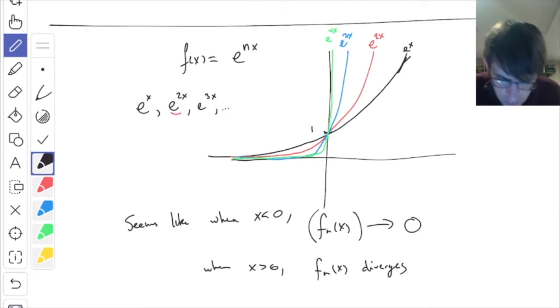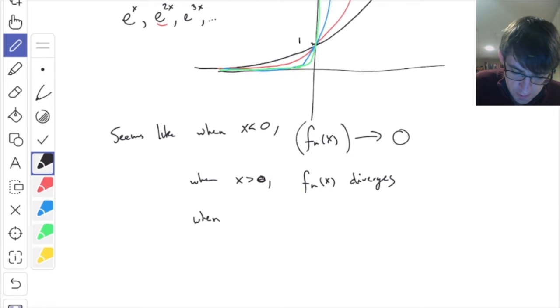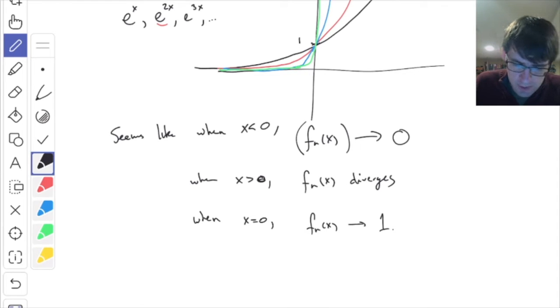What about when x equals 0? Actually, when x equals 0, you can see all of these functions equal 1. So when x equals 0, it does converge in that case. Fn of x converges to 1. In fact, it always equals 1 as a sequence. This is a constant sequence, 1, 1, 1, 1, 1, right? When x equals 0.